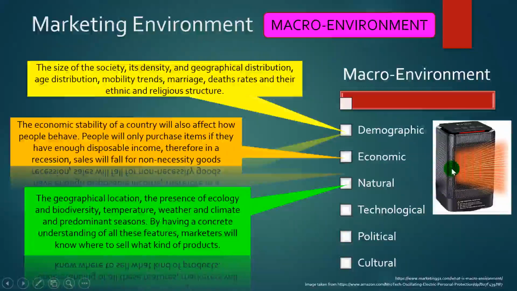If you sell this in a country that has four seasons like Japan or the United States of America, you will get success because they have four seasons and they do not have a hot climate for the whole year. Compared to us, we are a country that has a hot climate for the whole year, so we do not need this heater. What we need is an air conditioner.